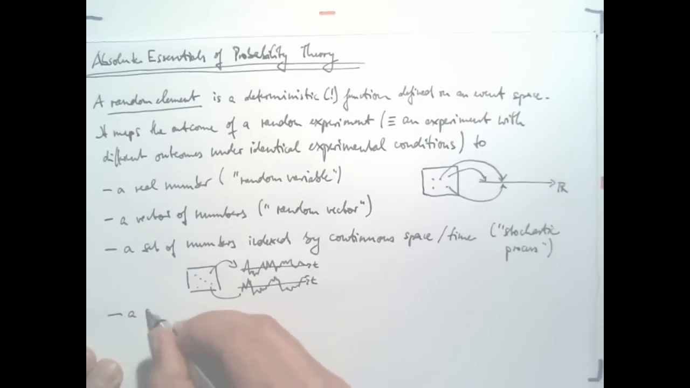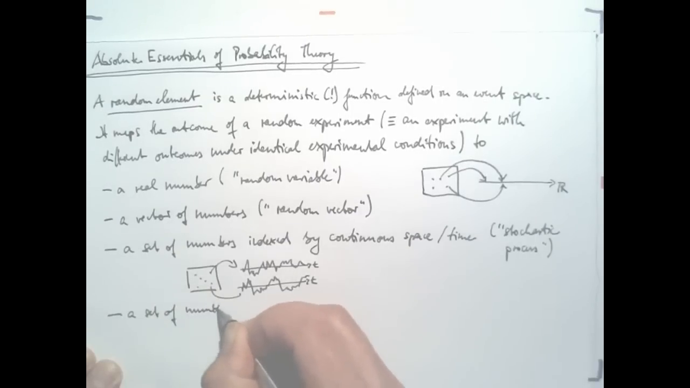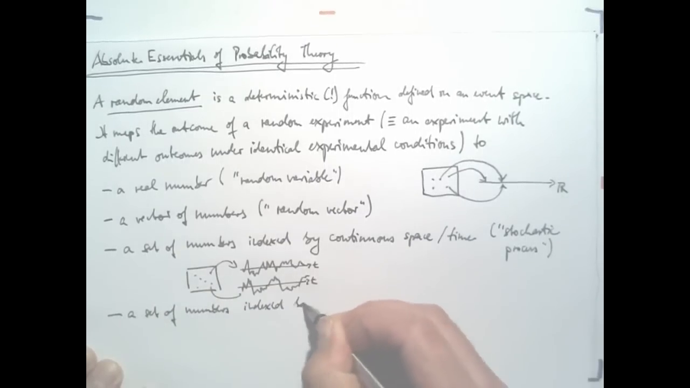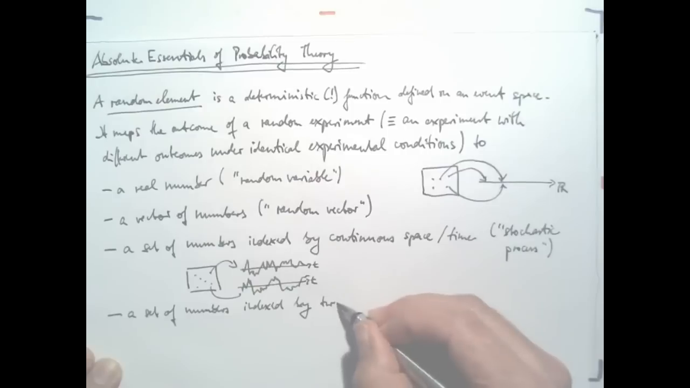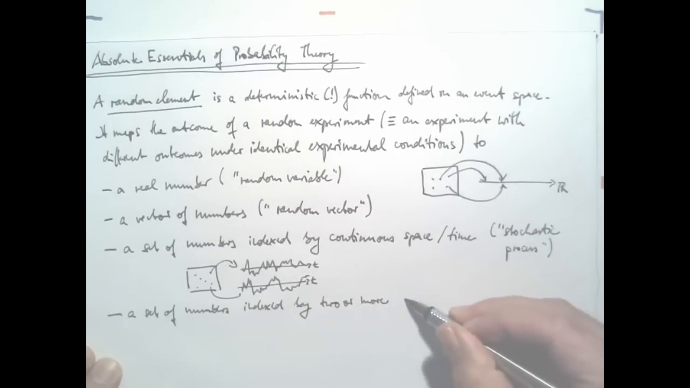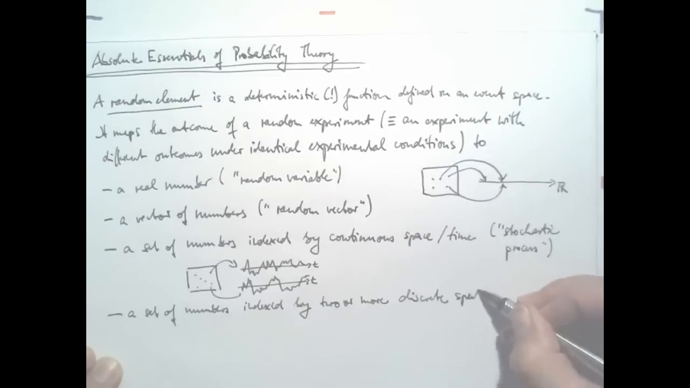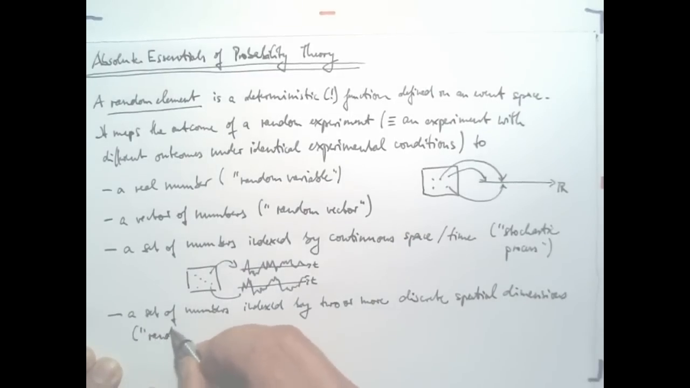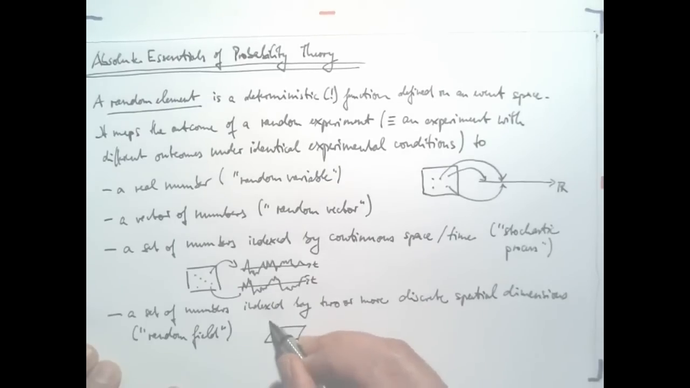Or you could have a set of numbers indexed by two or more, not continuous but discrete spatial dimensions. This is then called a random field. And that is an extremely important model in image analysis, as you can imagine. So we would have a discrete set of points, for example, the pixel locations in an image, and we would then have different values for each pixel. That would be a random field.